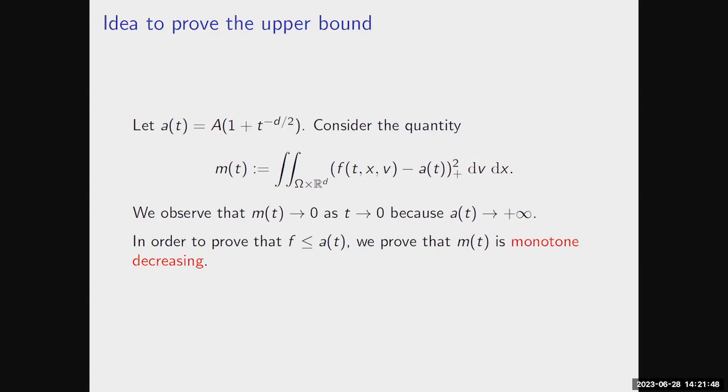And because of this choice, oh, this should be a 2s, by the way. Because of the choice, a of t goes to infinity as t goes to 0. So m is automatically 0 as t goes to 0. So this quantity comes from 0. If we prove that it's monotone decreasing, it's never going to be positive, right? So this is sort of a variational approach to get the maximum principle. So I want to prove that this quantity is monotone decreasing, and that gives me the upper bound, all right?